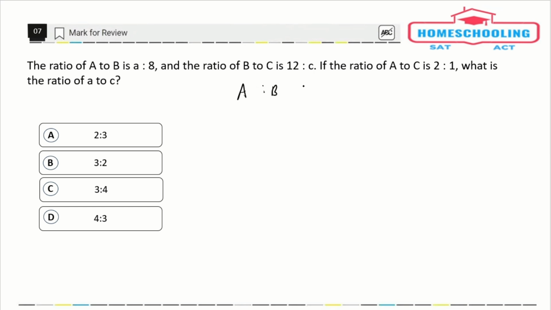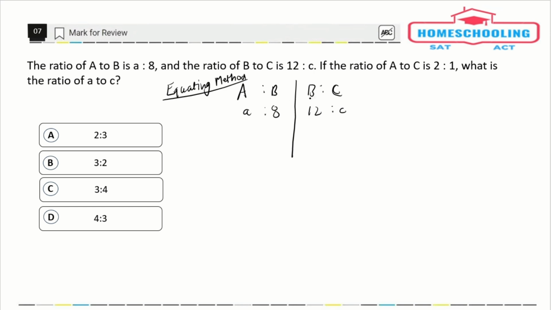A is to B. We will use the equating method here. So A is to B and B is to C. A is to B is A and 8, and B to C is 12 and capital C, and this one is the smaller one. As we can see, B is the common variable.